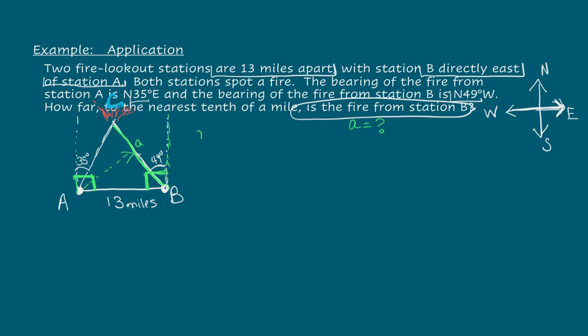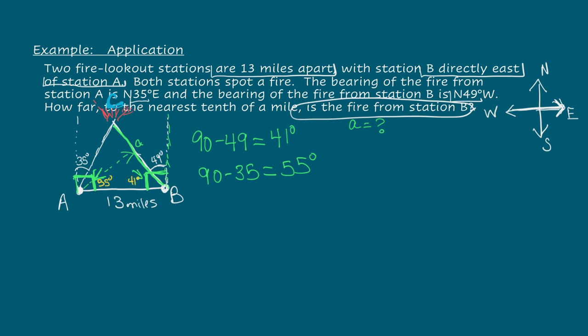So what I can do is I can say 90 minus 49, and I can get this bit of the angle right here. And I can do the same thing right here. I can say 90 minus 35, and I can get this little bit of the unknown angle right here. So 90 minus 49 gives me 41 degrees, and 90 minus 35 gives me 55 degrees. Okay, so I've got two angles of my triangle. So here I have 55 degrees, and here I have 41 degrees.